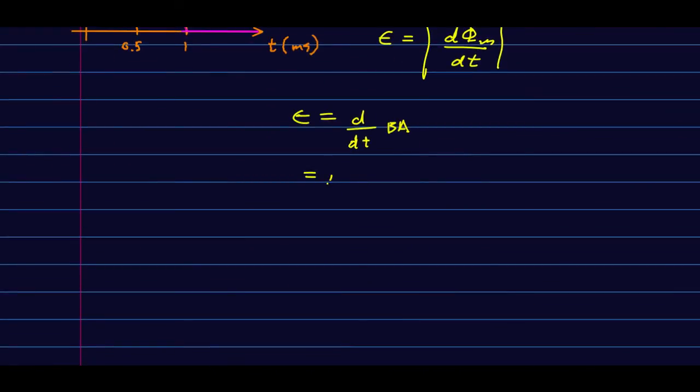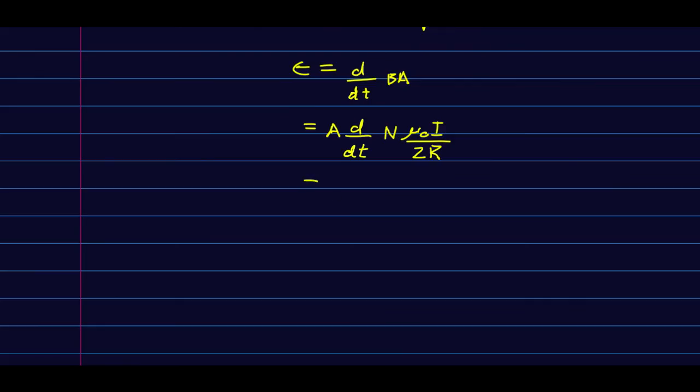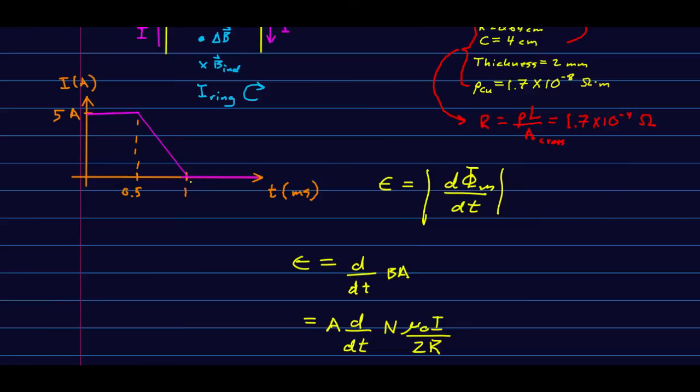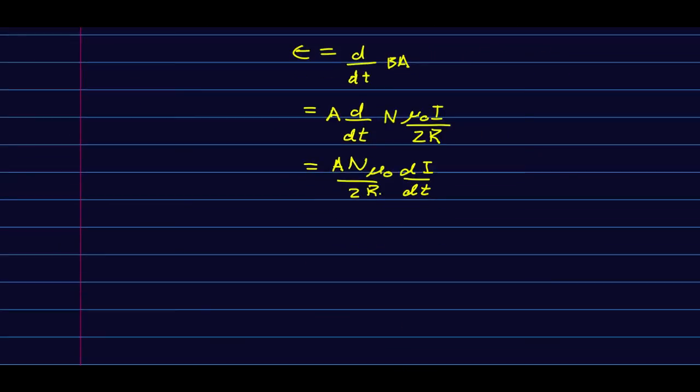And so I can pull that out front, and I have dB/dt. And B is nμ₀I over 2r. Well, that's all constants except for the I, the current. And I've made a nice linear I versus t, so I can just take that slope. It's going to be ΔI over Δt, and I don't care about sign, over Δt, which I can just read off of the graph.